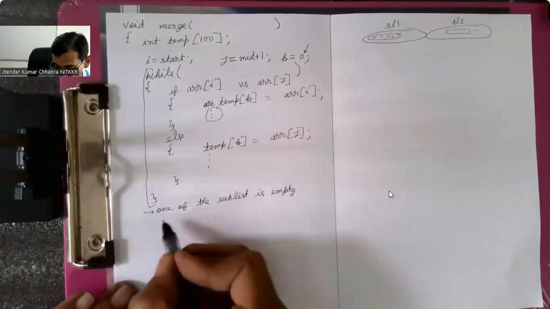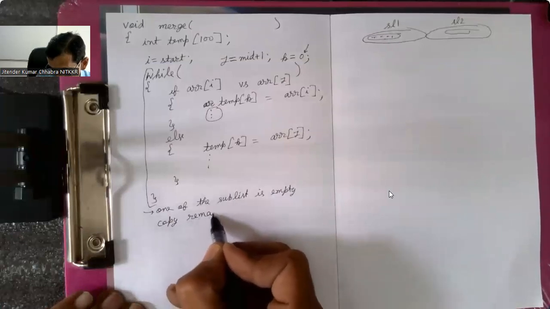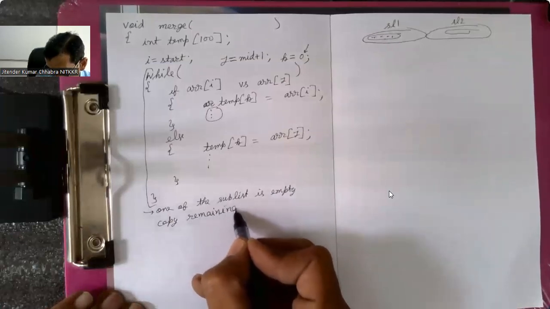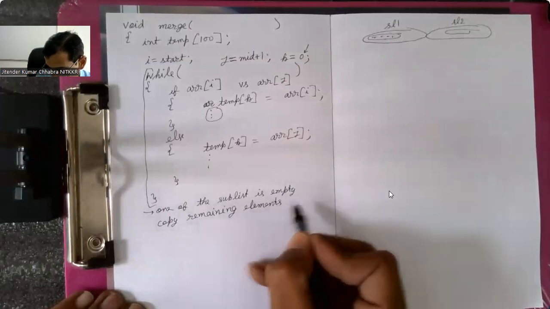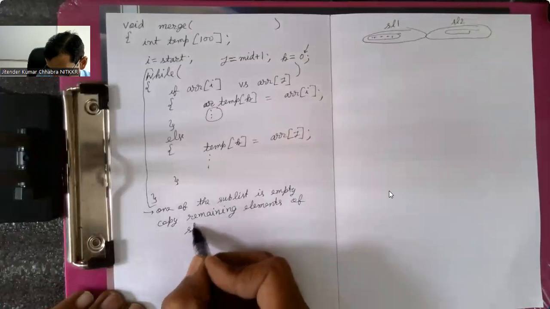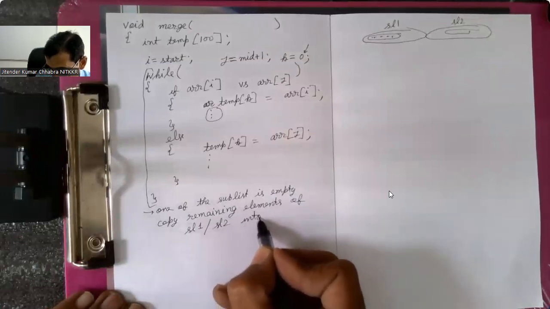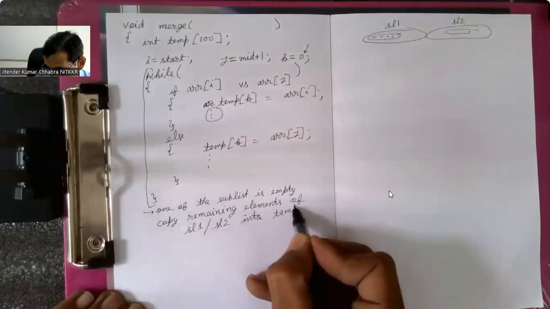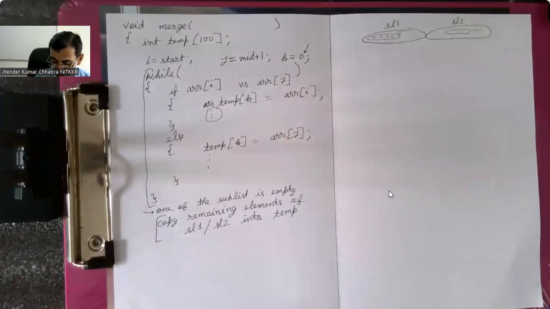So now what do you have to do? Copy the remaining elements of sublist 1 or sublist 2, as the case may be, into temp. All remaining elements. Again, this will require a kind of while loop, and I can easily do that. In polynomial addition we have also done this. I'm not writing the code again.